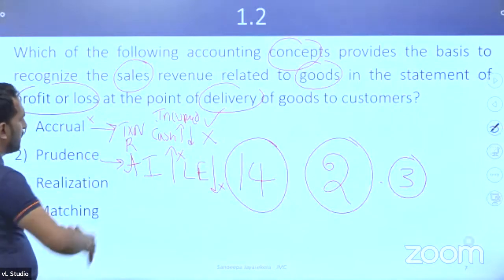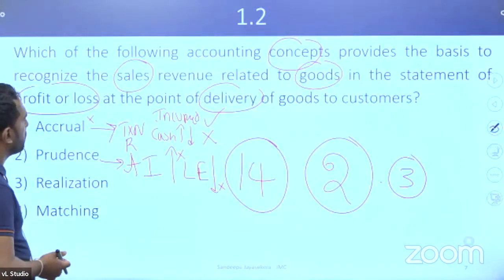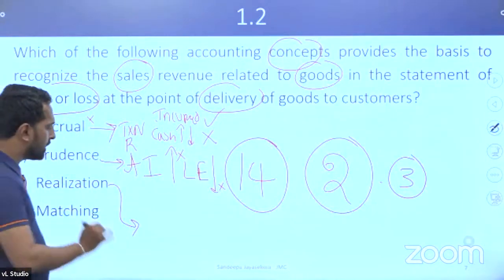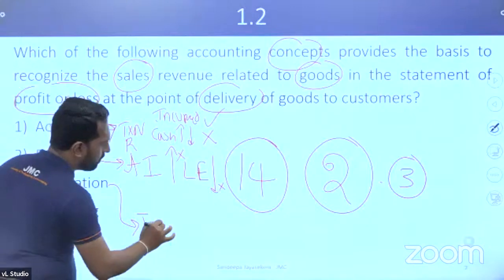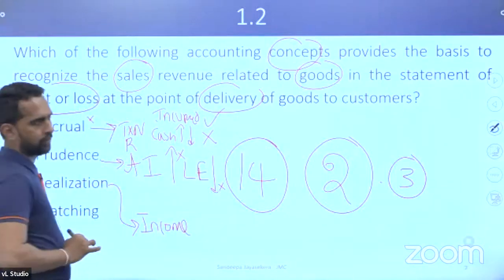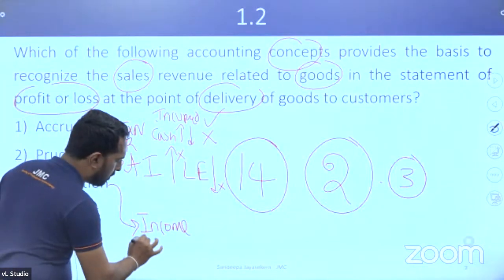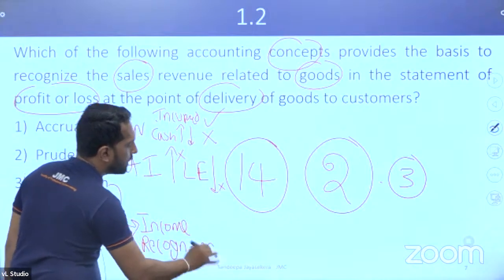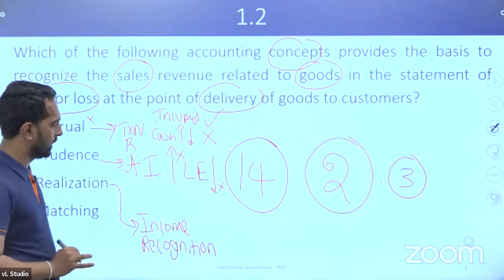Show the realistic values. That is what it says in the prudence concept. It's not directly relevant to this one, right? Realization. What does it say? Realization concept is applicable for income. It's particularly applicable for income recognition. When to recognize income.